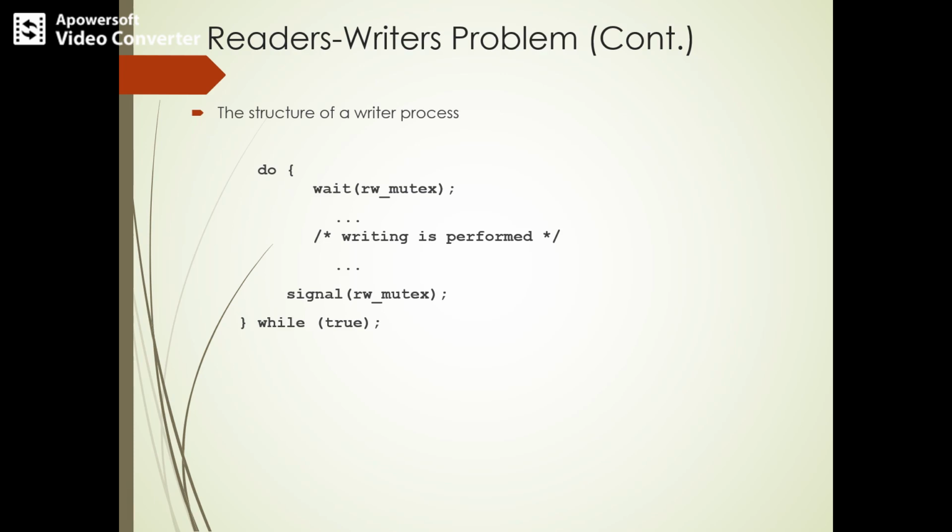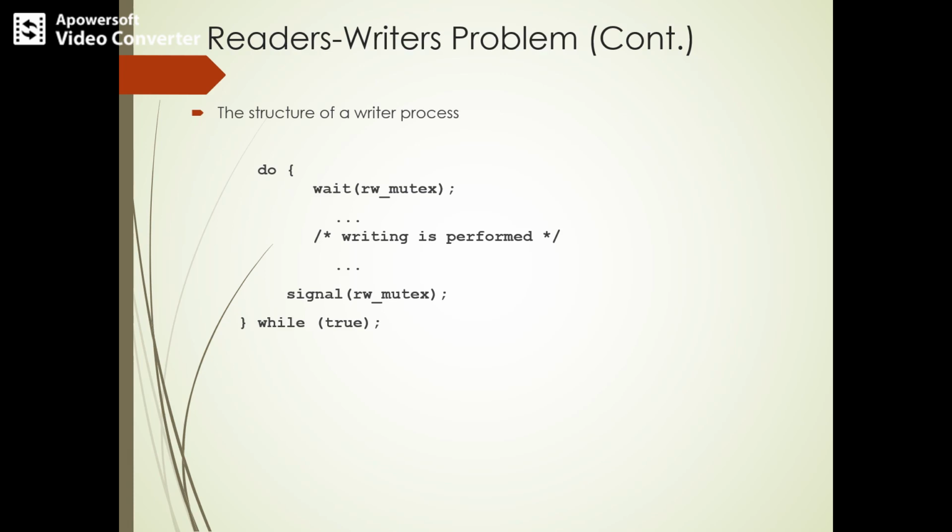First, it waits for the read write mutex. That is, it waits for the particular mutex and then it starts writing. So the writing operation is performed by the writer process, and then it signals the same mutex. The mutex semaphore is used to ensure mutual exclusion when the variable read count is updated.